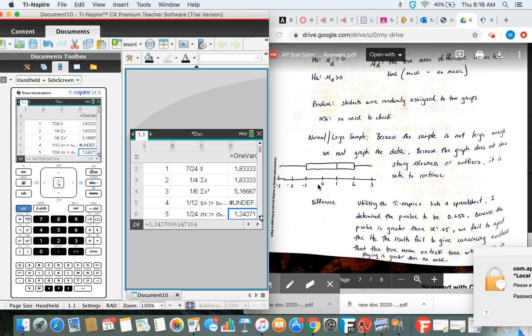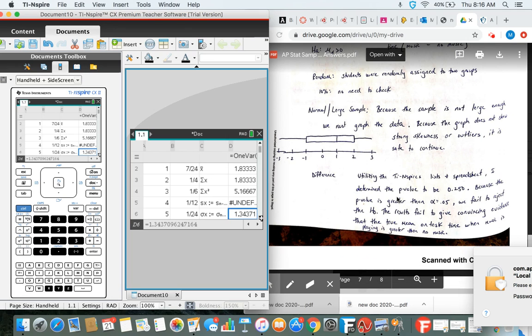You'll notice that I put the box plot on here. Right? On the test tomorrow, it's not going to be good enough just to say, well, the graph doesn't show. You have to show the graph, all right, unless it tells you not to. But you want to explain, well, the sample's not large enough, so we have to graph the data. The data doesn't show strong skewness or outliers, so we can continue here.